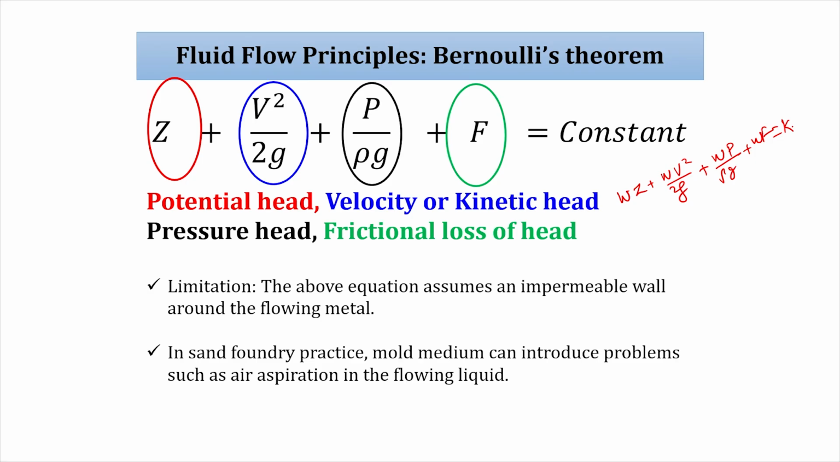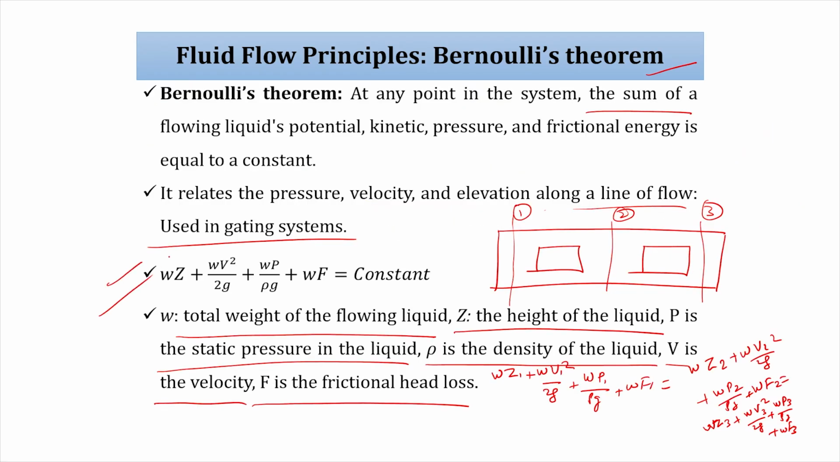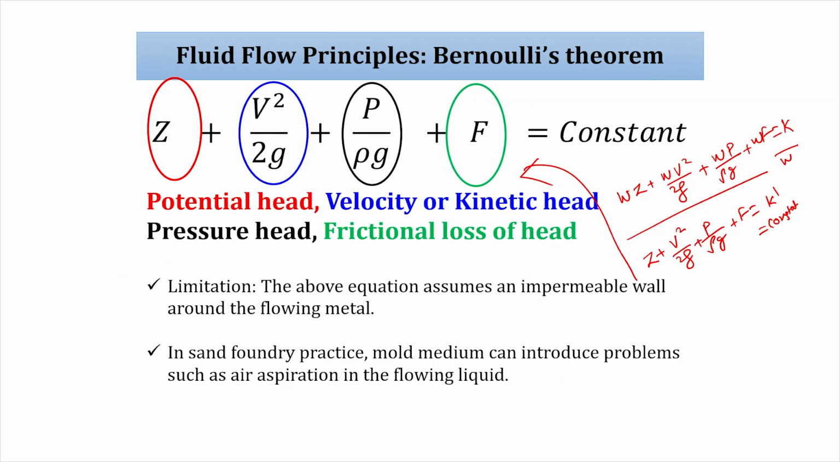we can take K. Now, we can divide by W on both sides, because the weight of the liquid flowing in for a given casting is fixed. So, Z plus V square by 2g plus P by rho g plus F equal to K dash, which is again a constant on the right hand side. In the previous form, it was written in terms of energy. Now, these terms are converted into heads or length scale.